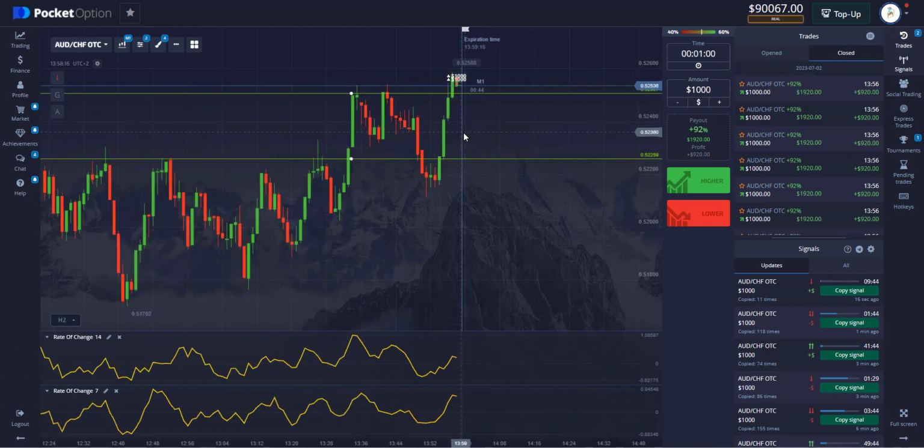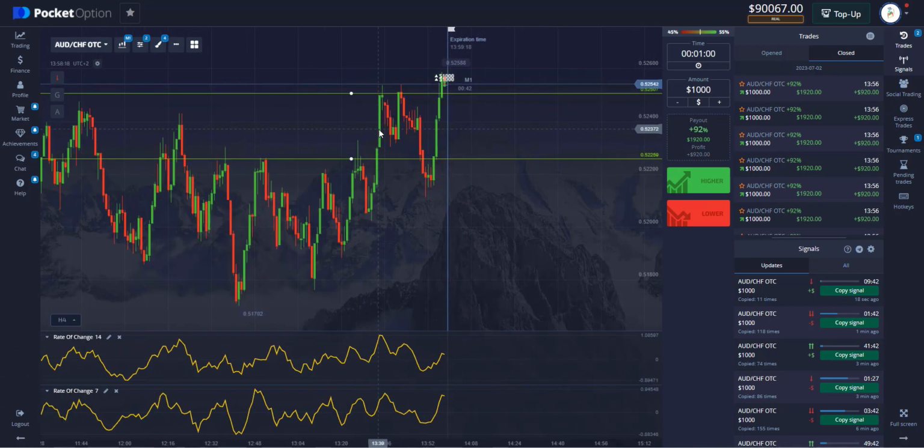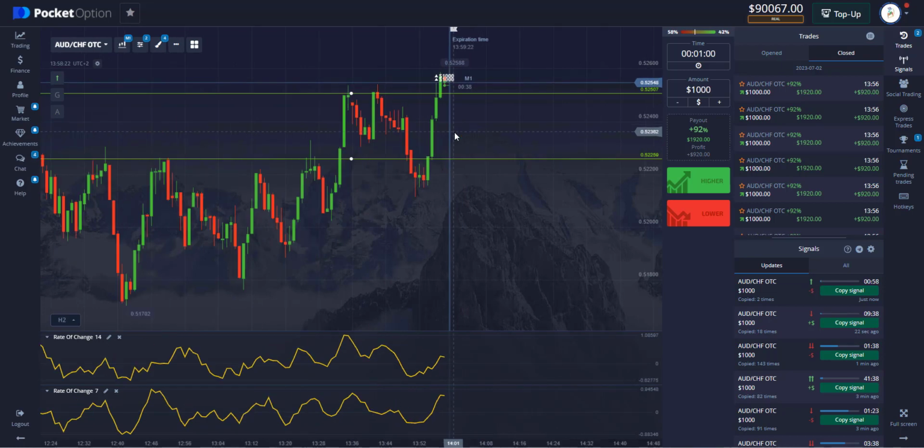An important point is that you must train on the strategies through the demo account in order to know how the strategies work, and do not train with real money.